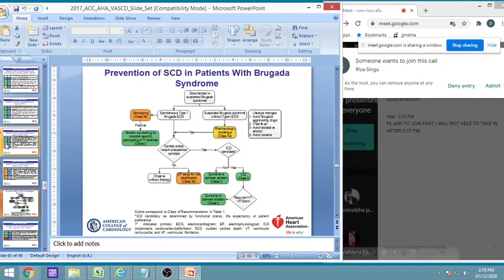Next is prevention of sudden cardiac death in patients with Brugada syndrome. So this is the discussion we had. It is found that there is a Brugada syndrome type of genetic problem, and the ECG is showing it. We have done genotyping, checking the genetic information of the patient, and go for genetic counseling. Then there is suspected Brugada syndrome.